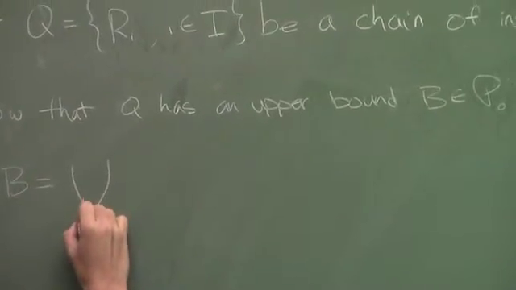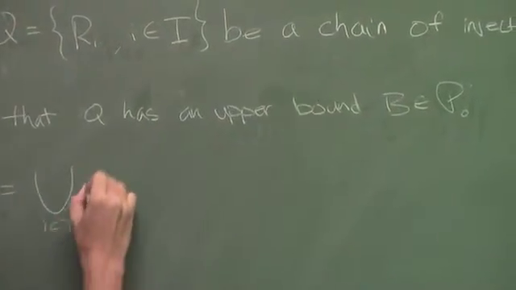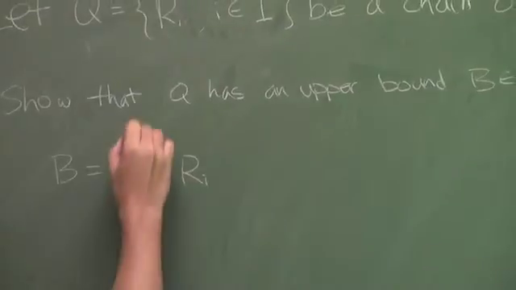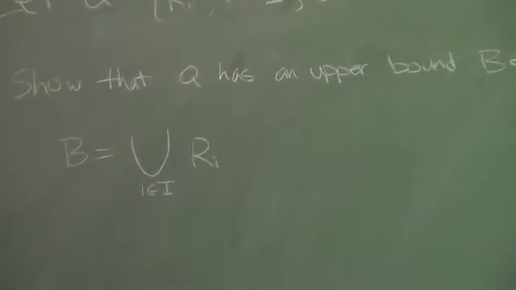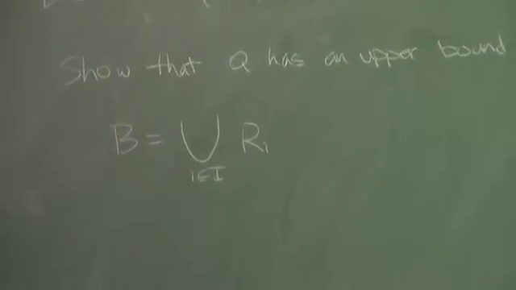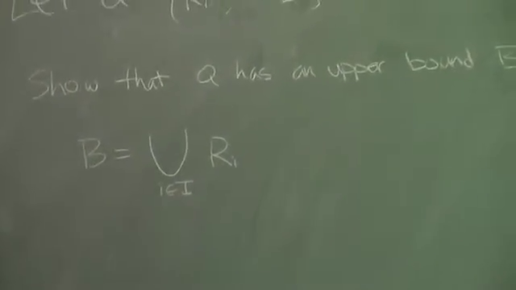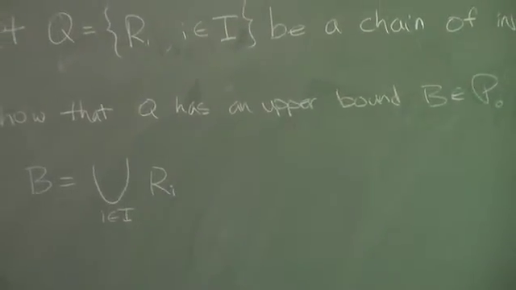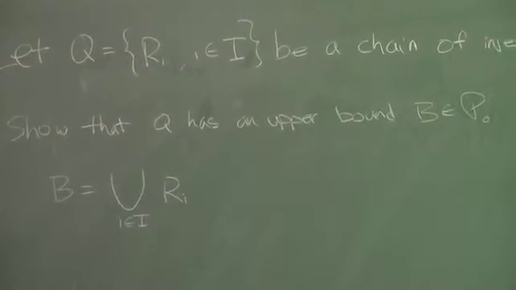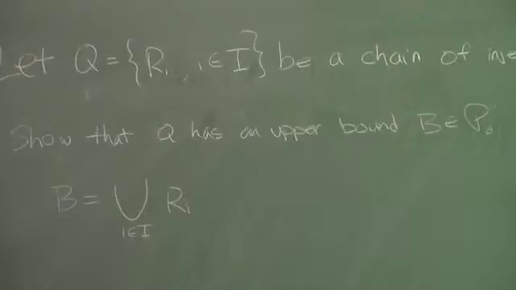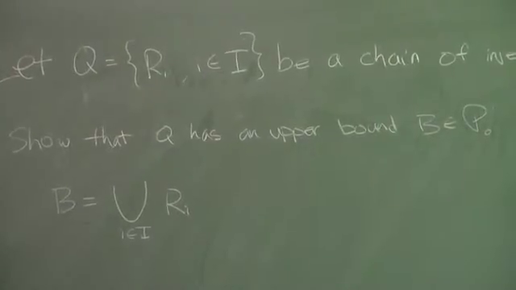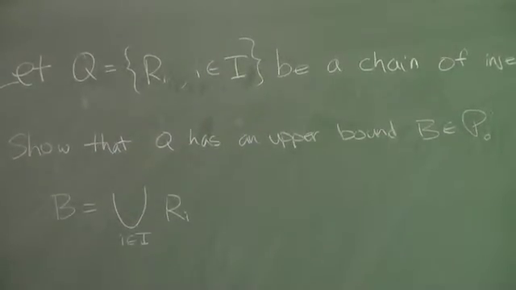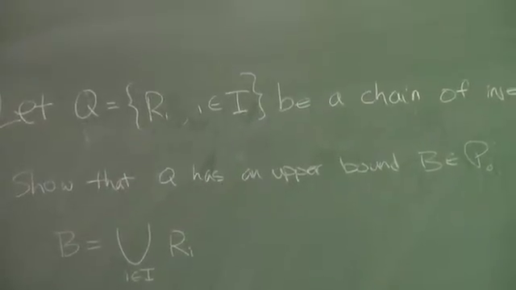Subscript i in capital I of the Ri, right? You wrote i in capital I. Oh, okay. That does it. Okay, so you have to show that this union belongs to P of A cross B, right? That this is a relation. B is a relation. B is a subset of A cross B, right? Yes. So it's certainly a relation.